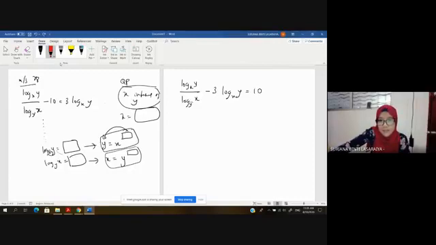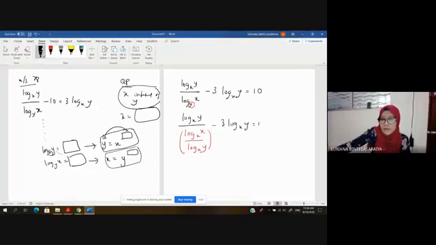So sekarang to change base y ini into x. So now I have log xy over, okay, yang ini I change dia punya base, log xx over log xy, okay. So we are applying dia punya properties. Minus 3 log xy equals to 10. Can see?